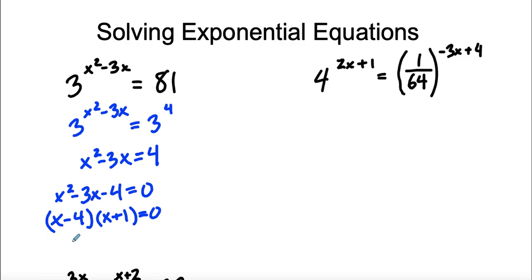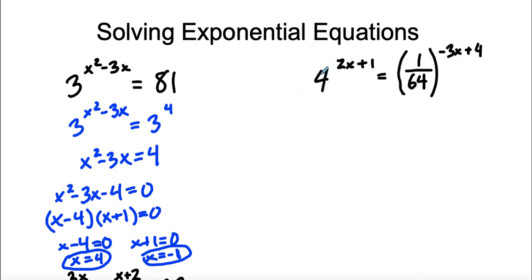Now I just set each one equal to 0. x minus 4 equals 0, and x plus 1 equals 0. So my final answers are x equals 4, and then x equals negative 1. So number 1 is done. If it's a quadratic, you should always get 2 answers, even if it's plus or minus 2.